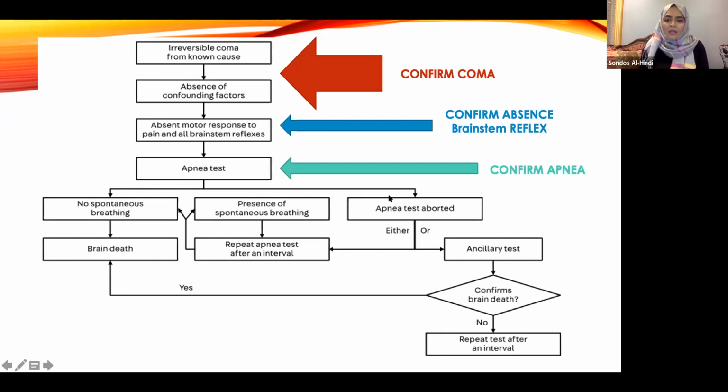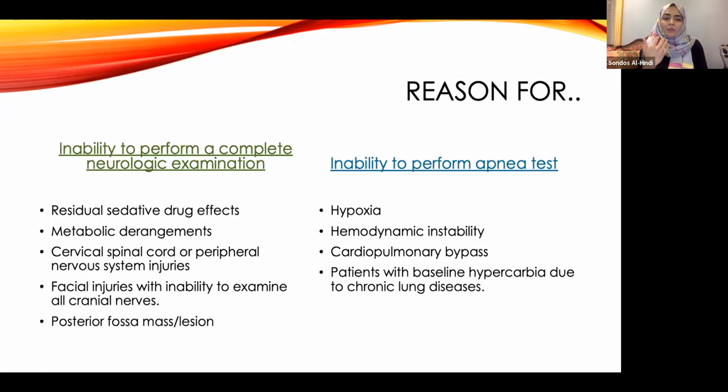If there were any abnormalities or the test was aborted for any reason, either you repeat the test or you do an ancillary test to confirm the brain death. So again, what are the reasons for us not being able to clinically diagnose a patient to be brain dead? A reason for us to perform an ancillary test would be inability to perform a complete examination. For example, a patient who has residual sedative effect, has severe metabolic derangement which you cannot correct, or it's out of your control. And we'll talk about a few cases or examples for that.